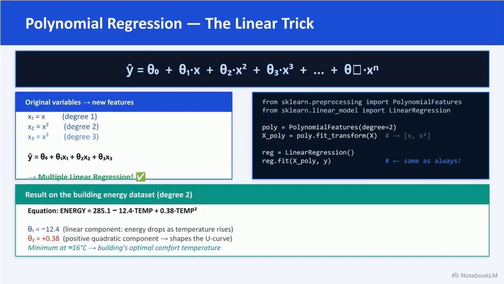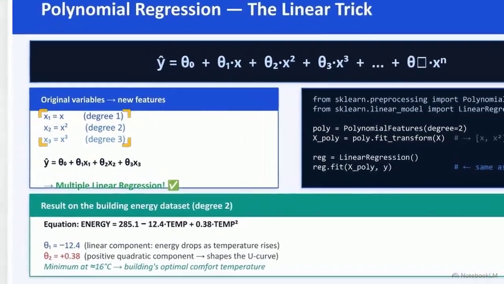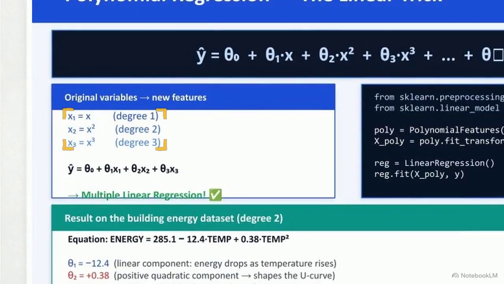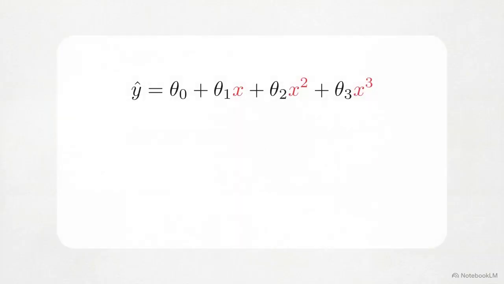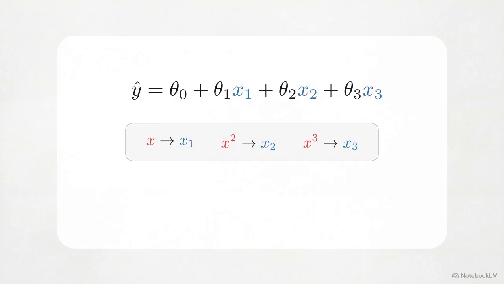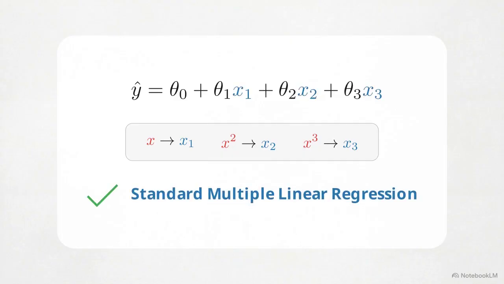Look at the standard equation for polynomial regression. We start with our base variable, x, but add x squared, x cubed, and beyond. The original and its exponentiated versions are remapped into separate independent variables, x1, x2, x3. Once this substitution is complete, the resulting equation is identical to standard multiple linear regression.